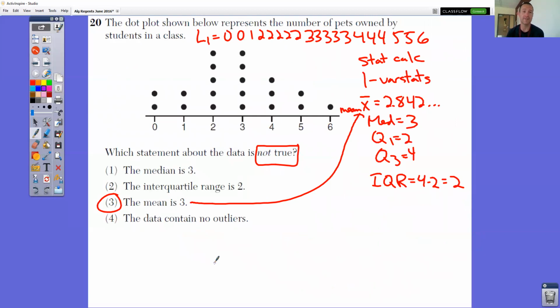In question number 20, we have a dot plot. So I would type those values into my L1. Type it into your L1 and then make sure that you realize that you have 2 zeros.